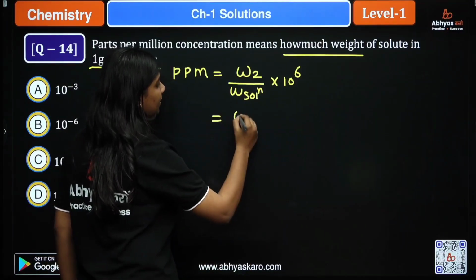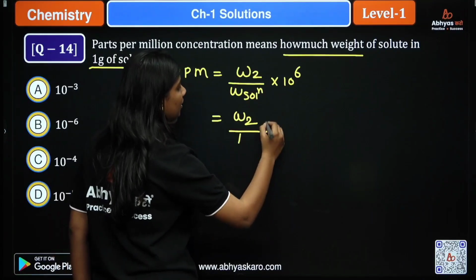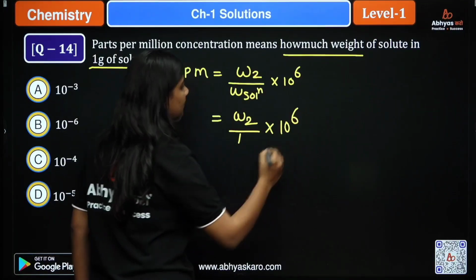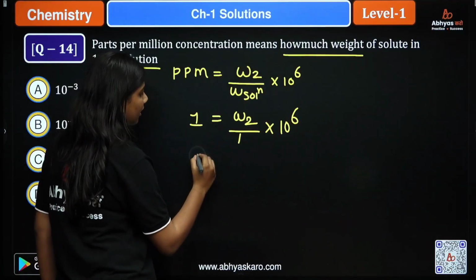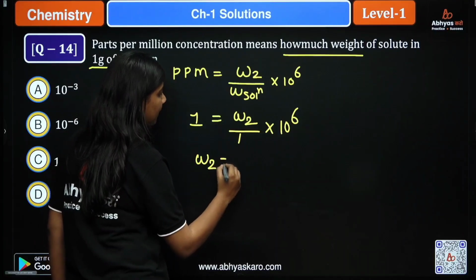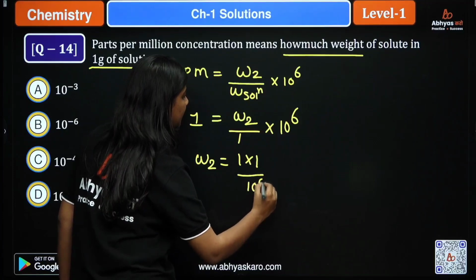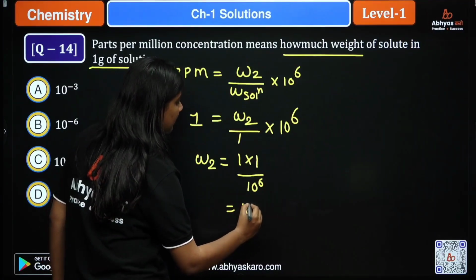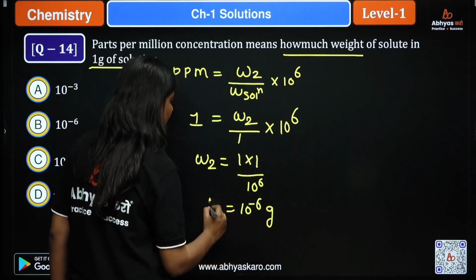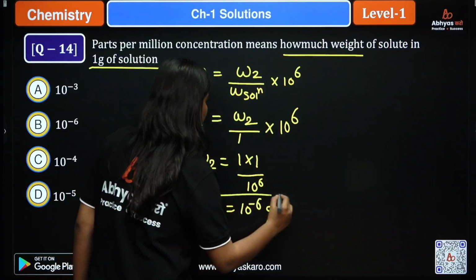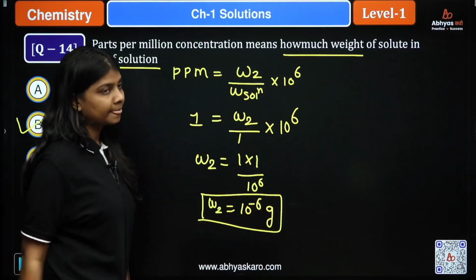So let's put it here. W2 over 1 gram into 10 raised to 6. So ppm means 1 ppm here. Make W2 the subject, that is 1 into 1 divided by 10 raised to 6. On solving this, the answer comes out to be 10 raised to minus 6 gram. So the correct option is option number... Yes, students?